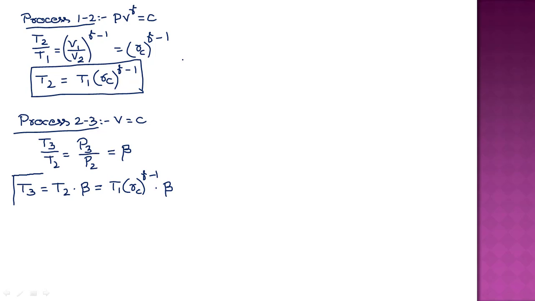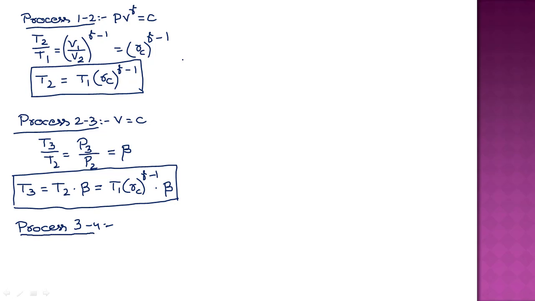Now let us take process 3 to 4. Process 3 to 4 is a constant pressure process. When pressure is kept constant, temperature is directly proportional to volume. So T4 by T3 is equal to V4 by V3, which is nothing but rho. So T4 is equal to T3 into rho, which can also be written as T1 RC power gamma minus 1 into beta into rho. So this is the formula for T4.